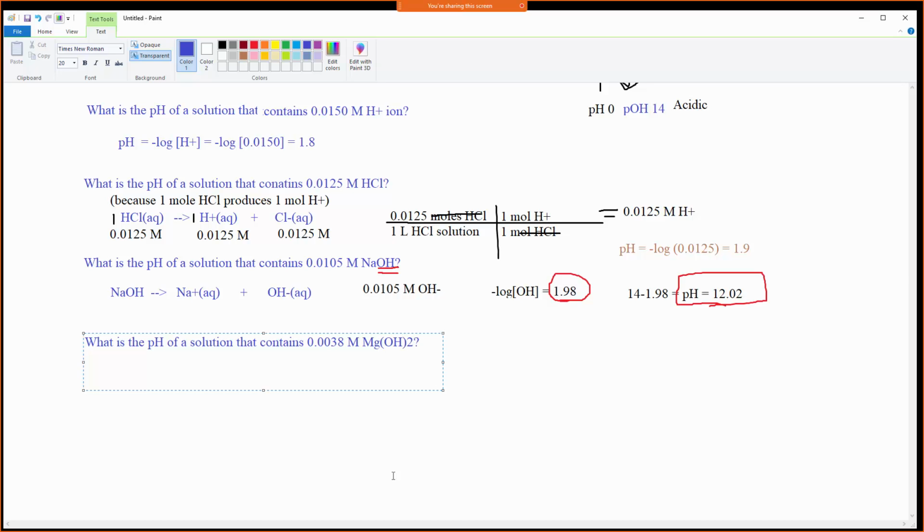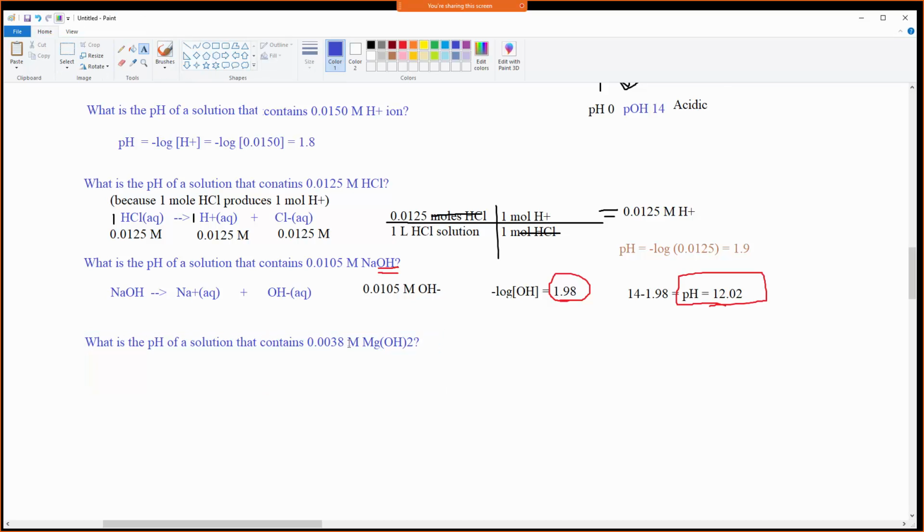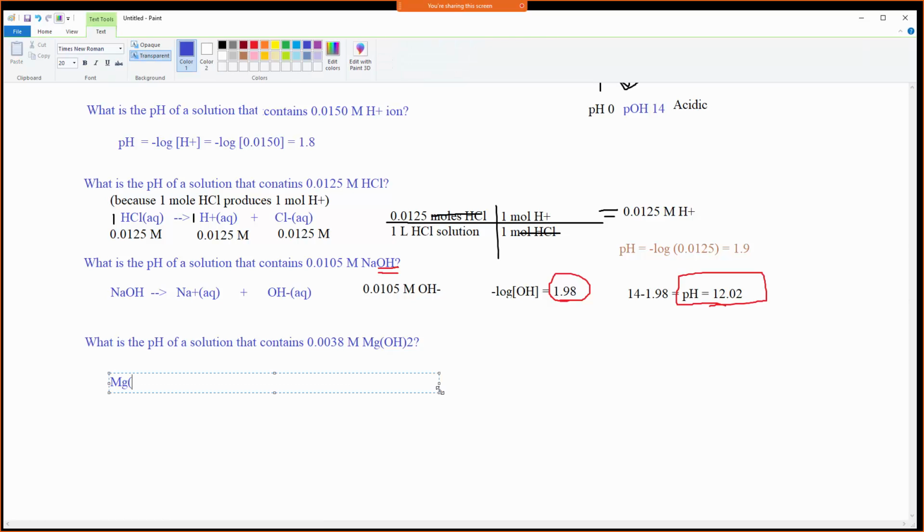Okay, so the question is, what is the pH of a solution that contains 0.0038 molar of magnesium hydroxide? And yes, Erica, if you've got a base, then you can only calculate the power of the hydroxide directly from that. If you want the power of the hydrogen, you have to subtract it from 14. Okay, so before we answer this question, we have to make sure we can see what's going on here. Mg(OH)2 is going to dissociate into magnesium ions and hydroxide ions. Is that right?